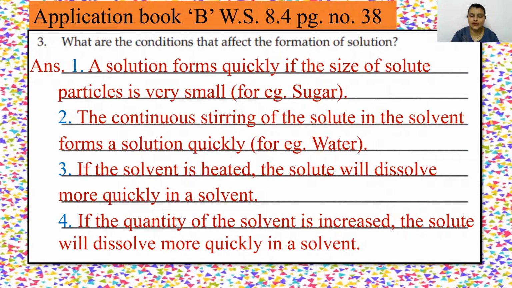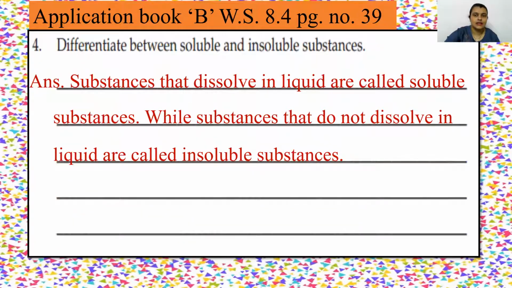Now we will move to question 4, that is given on page number 39. Differentiate between soluble and insoluble substances. Substances that dissolve in liquid are called soluble substances, while substances that do not dissolve in liquid are called insoluble substances. Now we will move to question 5.